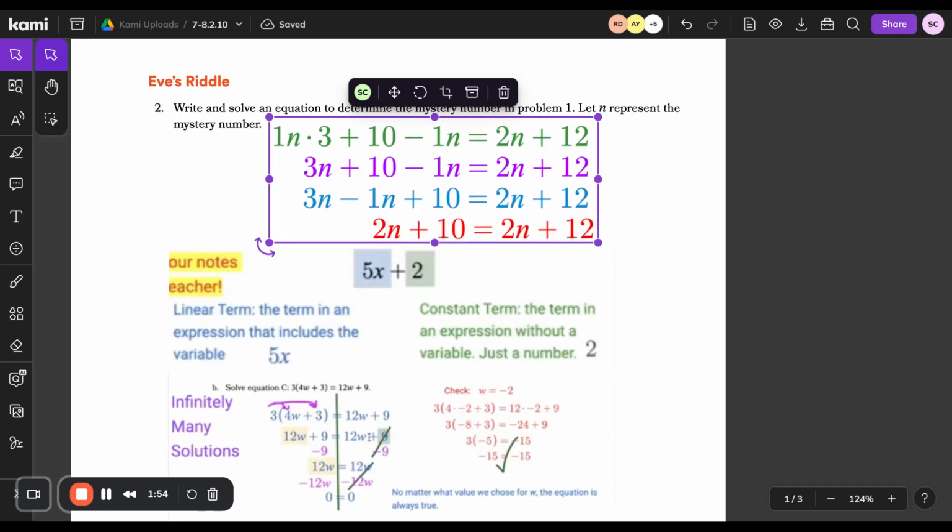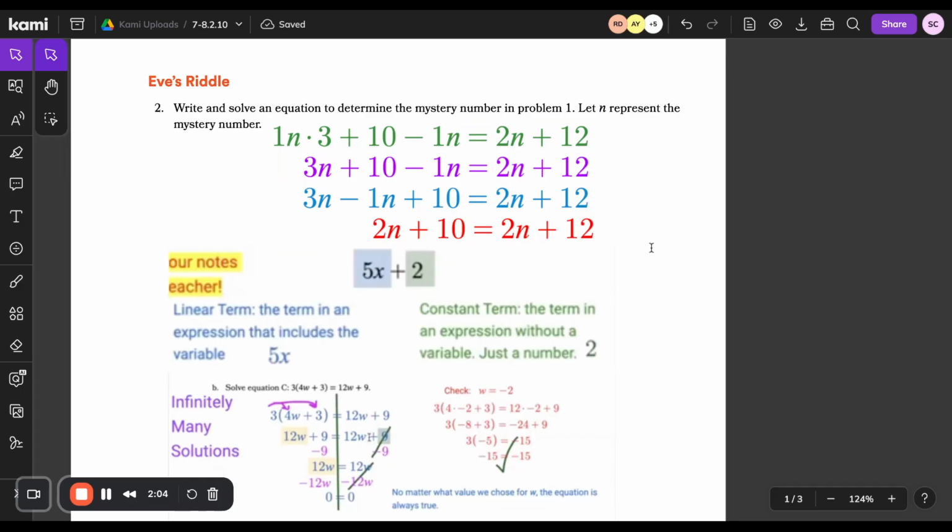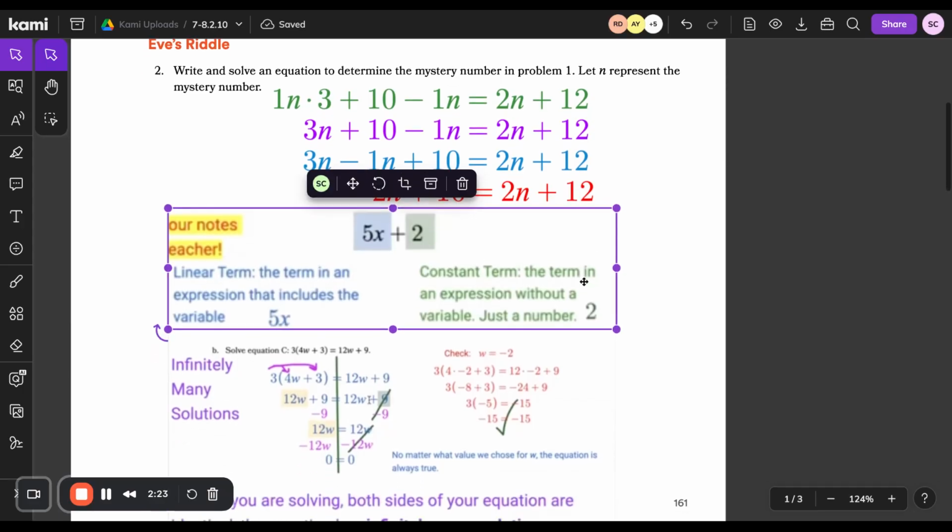So when we have the same linear term, same constant term, that is infinitely many solutions. That means any number could work. But if we have the same linear term but different constant terms, like what we have with this one here, then it is going to be considered no solution, meaning there is no number that exists that when we plug it into our equation is going to give us the same thing on both sides. Even if we were to plug in a number for this expression, we would not get two numbers that are equal to each other when we simplified to the very end.